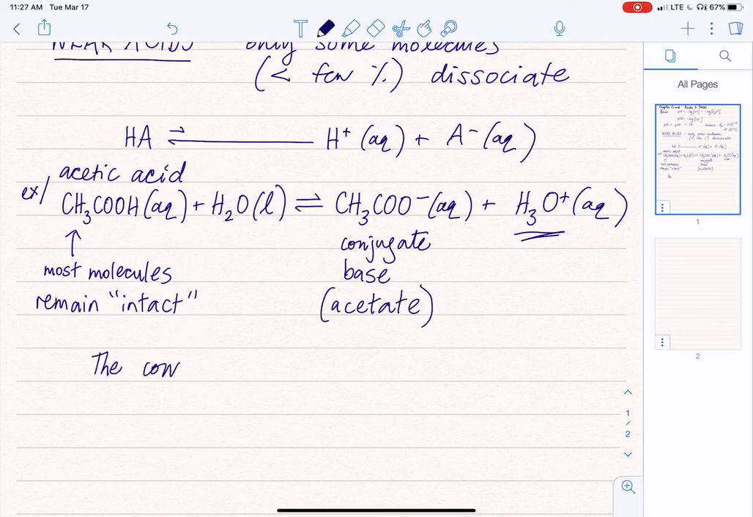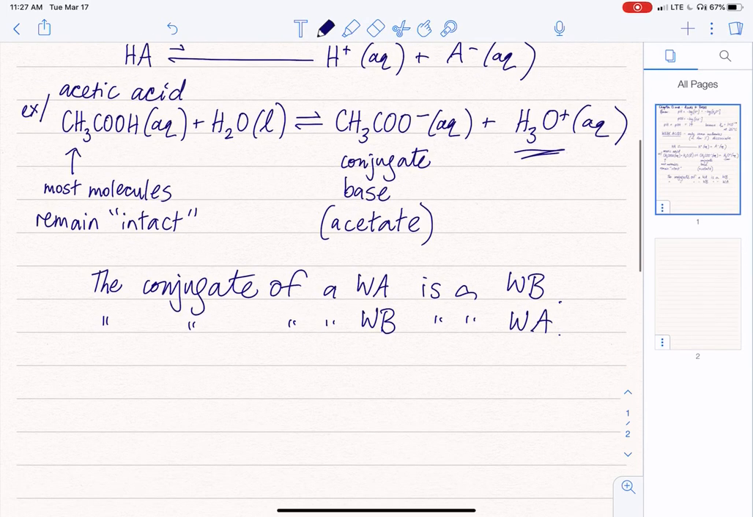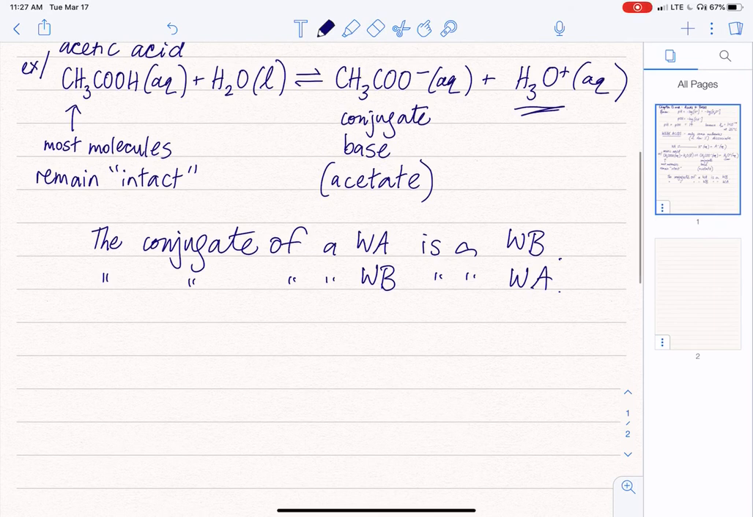So the conjugate of a weak acid, I'm going to abbreviate that as WA, is a weak base, which I'm going to abbreviate as WB. So I can say that, and I can also say the opposite, that the conjugate of a weak base is always going to be a weak acid. We'll talk about weak bases a little later. Because you always have something with enough base or acid strength to drive the equilibrium in the opposite direction.